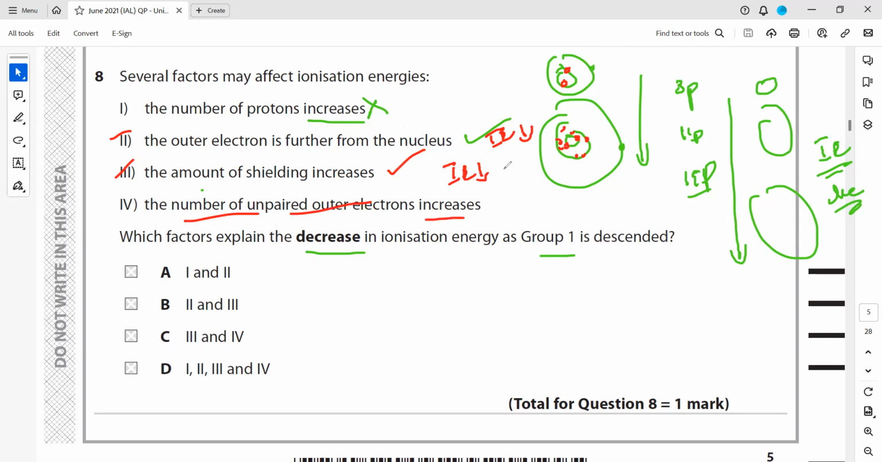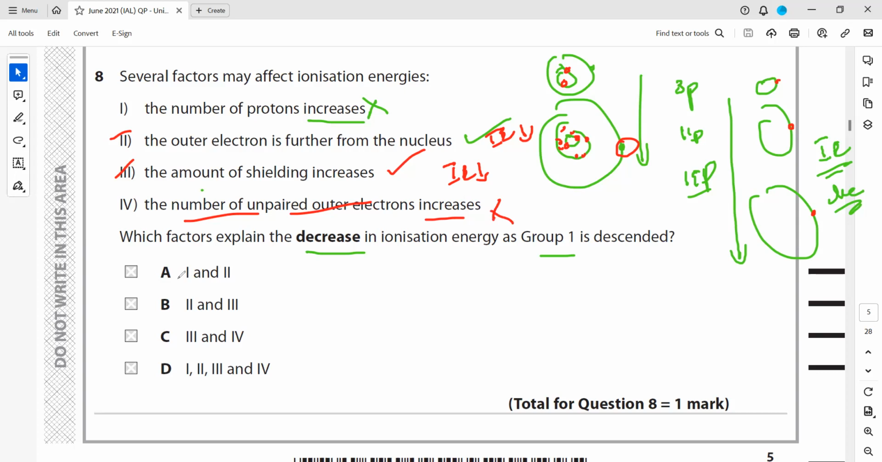About the number of unpaired electrons, in the last shell they all have 1 electron. So the number of unpaired electrons is not changing for the last shell. That's why this factor does not explain the change in ionization energy.